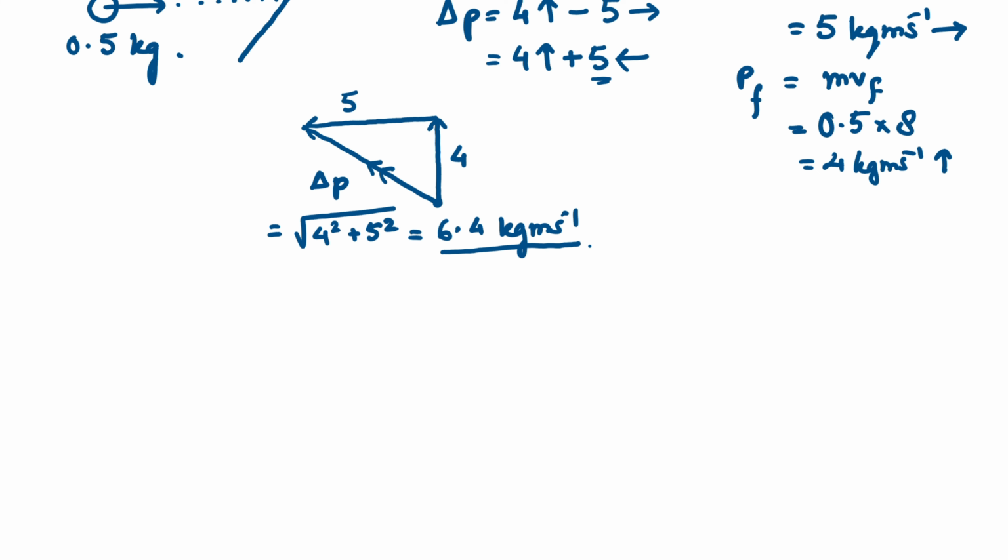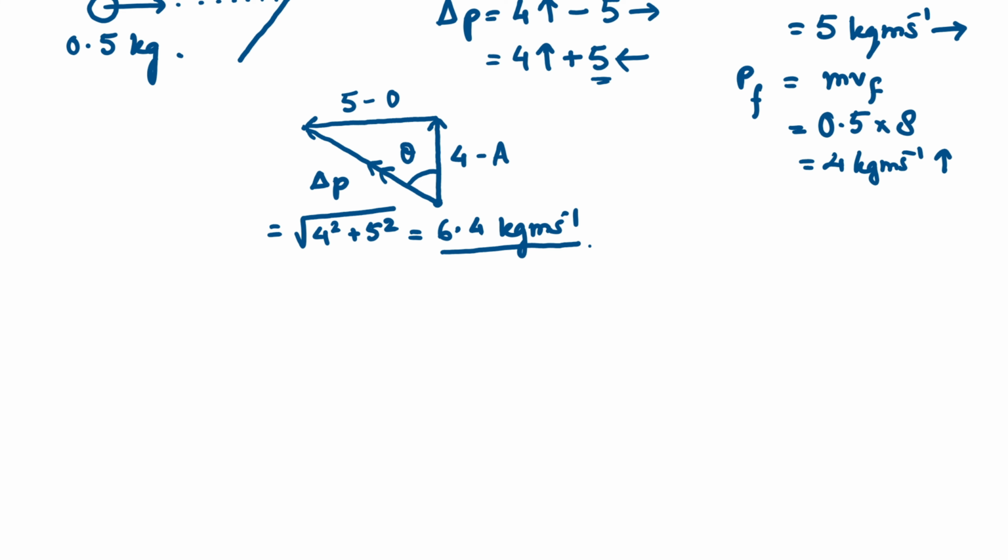And the way to specify the direction is to specify the angle between this impulse, delta P, and one of the two vectors. Over here, I'm going to specify this angle over here. So we need to work out how much this angle is. And for that, we can see this is our opposite, because it's opposite to the angle. And this is our adjacent.